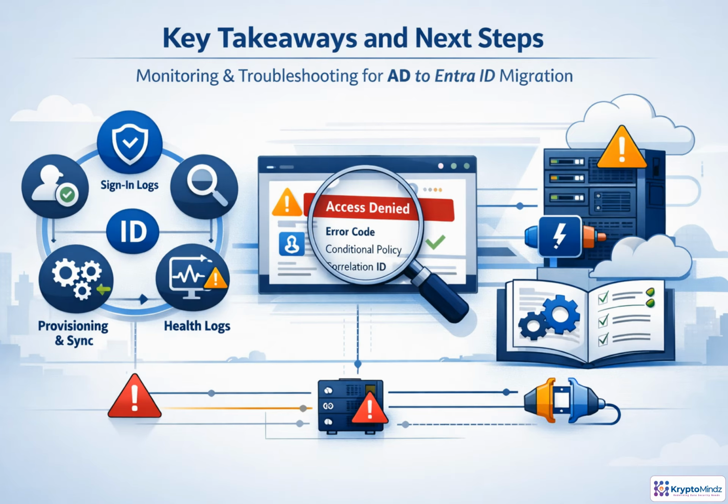Successful migration does not end when users can sign in. It depends on operating with visibility. Combine sign-in, audit, provisioning, and sync health logs to understand the full identity path. Use error codes, failure reasons, conditional access results, and correlation IDs to troubleshoot with evidence. Then capture fixes in runbooks, so operations stay consistent as you optimize and prepare for the capstone.